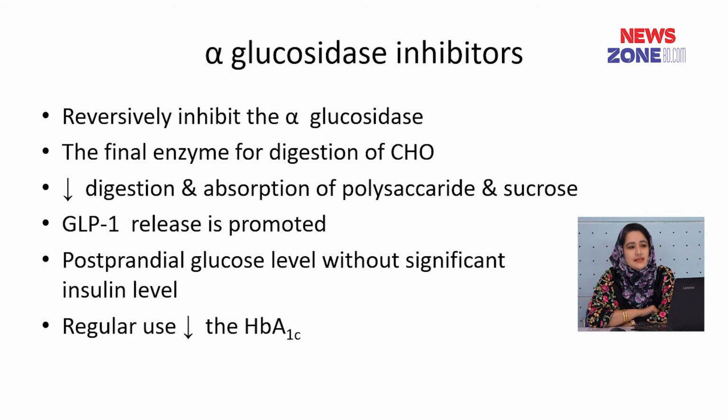Now, I am going to discuss the alpha glucosidase inhibitors. What are the names of the drugs? Acarbose and miglitol. How does this group of drugs act? They act by reversibly inhibiting the alpha glucosidase enzyme. It is the final enzyme for digestion of carbohydrates, and they decrease the digestion and absorption of polysaccharides and sucrose.